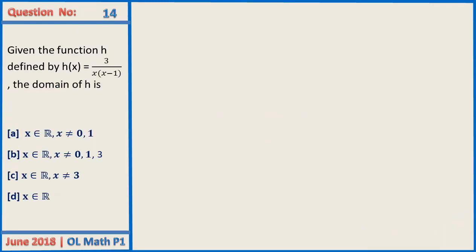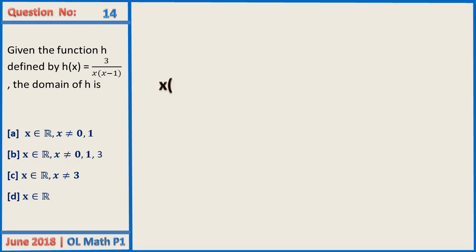Question 14. Given a function defined by h of x equals 3 over x times (x minus 1), find the domain. The domain of a function is the set of all the real numbers excluding the values of x which make that function undefined, or the values of x that will make the function have a value of infinity. So when you have a function of this form, you have to equate the denominator to 0, solve for x, and exclude those values of x from the set of real numbers. That gives us the domain of the function.